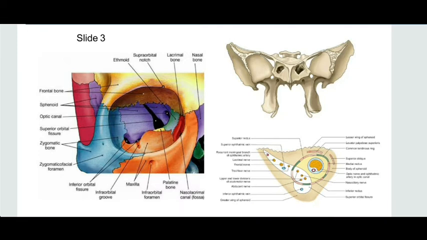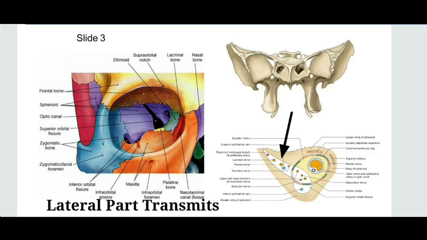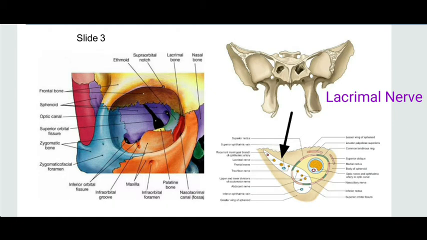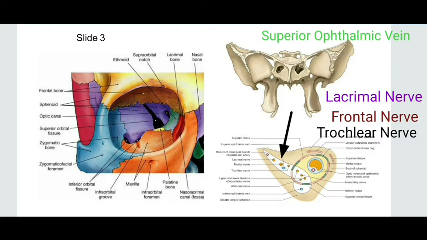The three parts of the superior orbital fissure transmit the following structures. First, the lateral part. It transmits A. Lacrimal nerve, B. Frontal nerve, C. Trochlear nerve, and D. Superior ophthalmic vein.